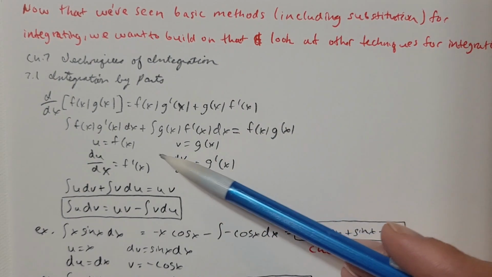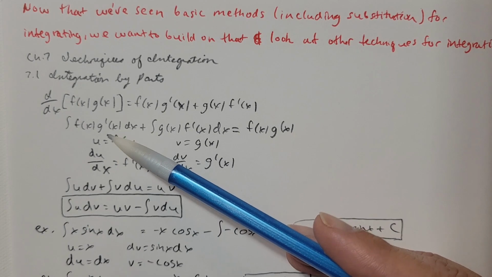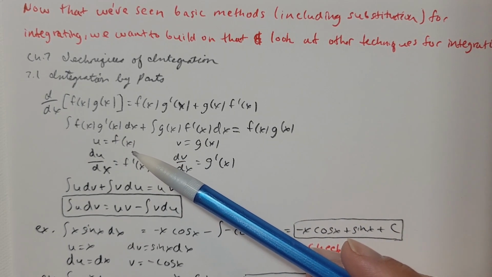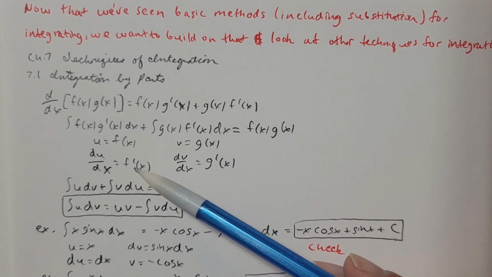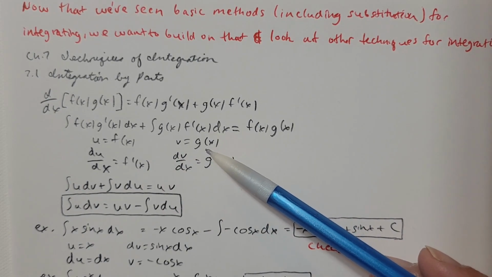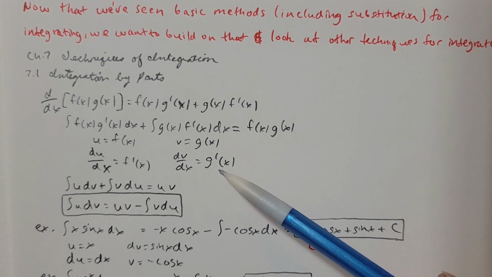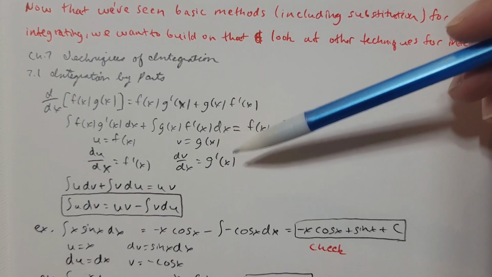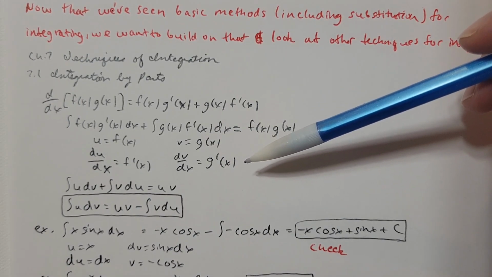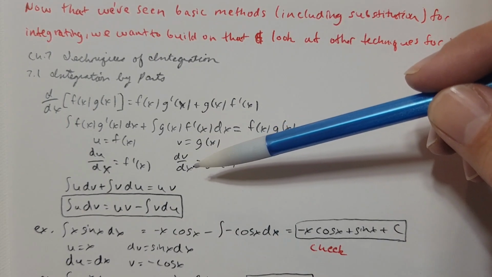Now the next thing is I'm going to make a u substitution on this first integral. So if I let u be f of x, then the derivative of u with respect to x is f prime of x. Okay. And then v is g of x. The derivative of v with respect to x is g prime of x. By the way, that's Leibniz notation for derivatives. You learn about that in Calc 1. Okay. They mean the same thing.